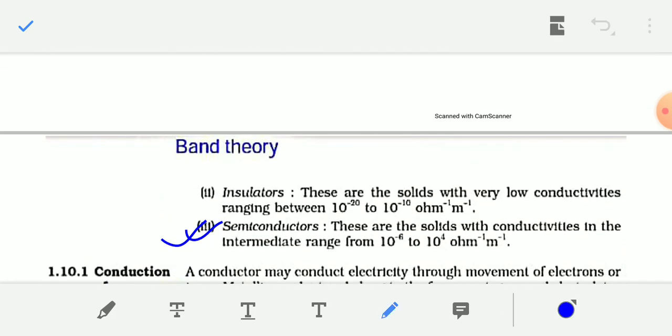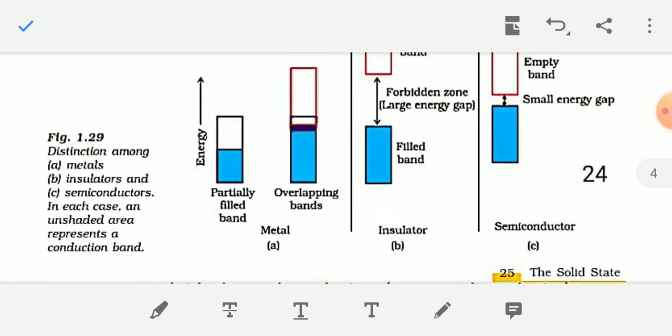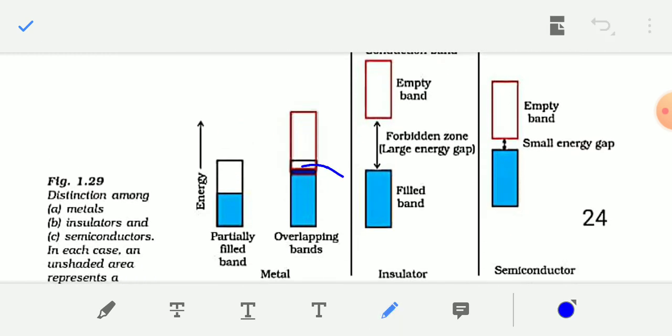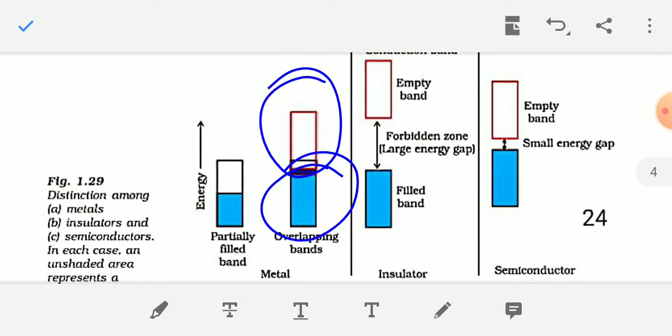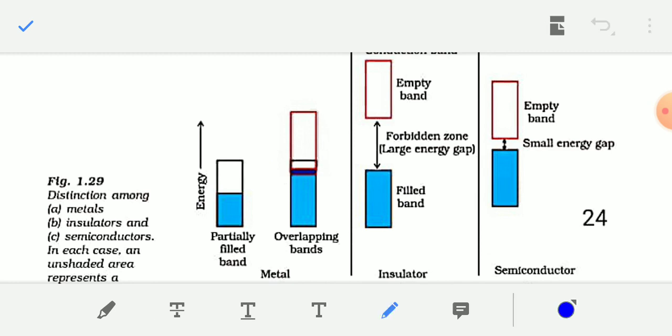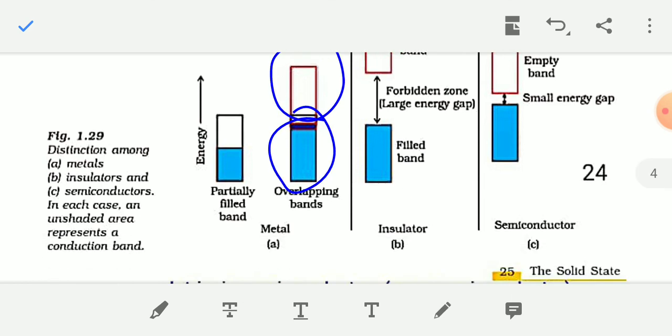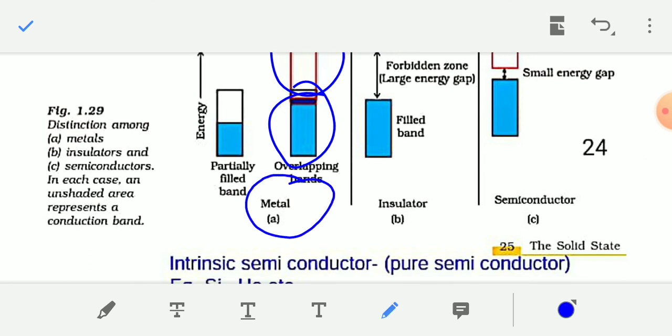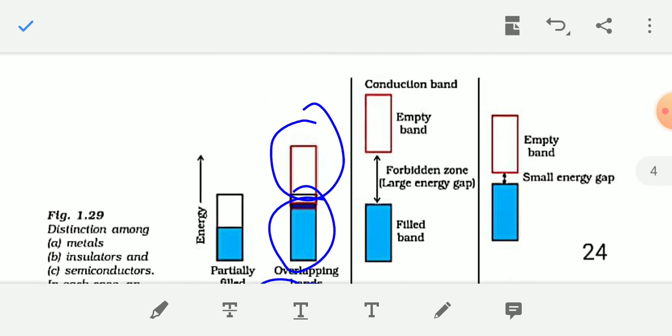According to band theory, any substance has two types of band. One is valence band, another is conduction band. In every substance there is a valence band and a conduction band, and electrons are present in the valence band, and conduction bands are empty generally. According to band theory, the valence band and conduction band overlap each other in metals. In a metal conductor, the valence band and conduction band overlap, and that's why they are good conductors of electricity.